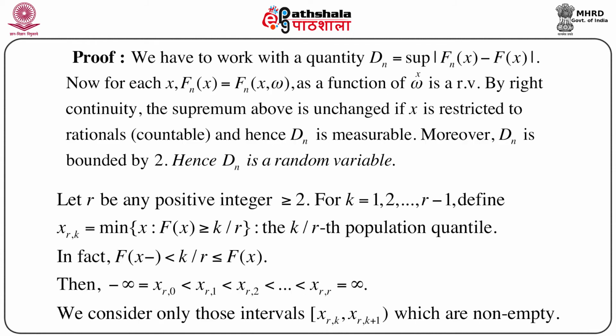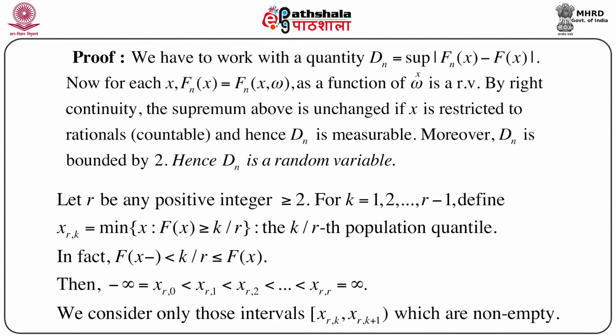Now we will prove the original Glivenko-Cantelli theorem. First note that we are dealing with a quantity which is the supremum of |F_n(x) - F(x)|. Let us call this quantity D_n. Then for each x, F_n(x) equals F_n(x, omega) as a function of omega.